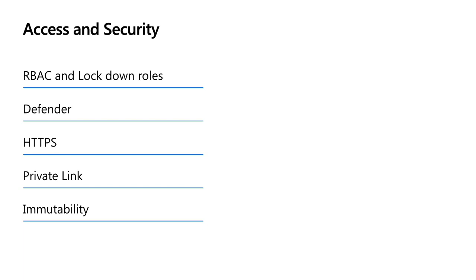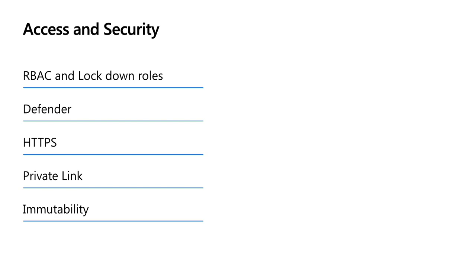How do you use RBAC, account key, and shared access signature? What does Defender do and how do you enable it? How do you ensure that HTTPS is enabled for all communication to my storage account? I will also mention that we have a private link functionality as well as a storage firewall where you can create network security around your storage account.